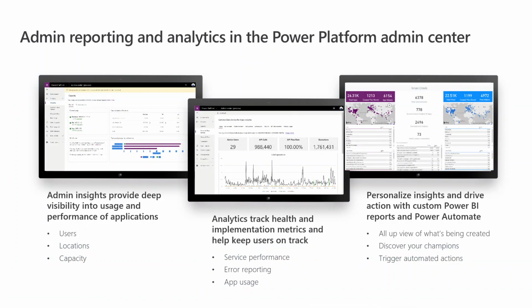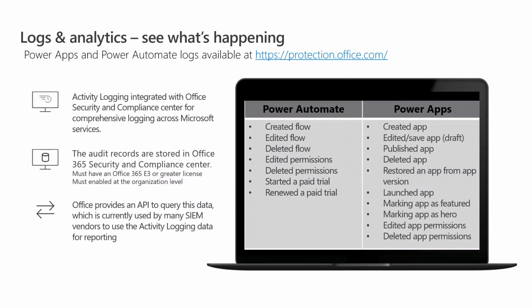So admin reporting is in the Power Platform Admin Center. You can check out who's doing what, users, which locations, capacity. Capacity is more important than ever because there are limits imposed on capacity. You can look at errors, you can look at service performance and usage of apps, and you can use custom Power BI reports and Power Automate as well.